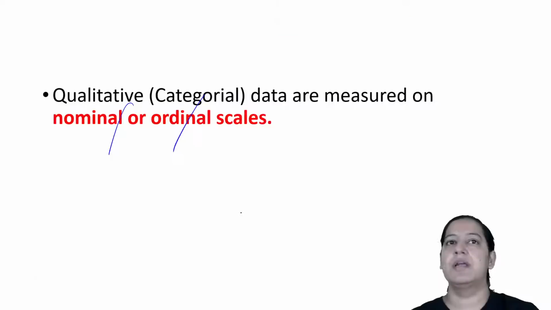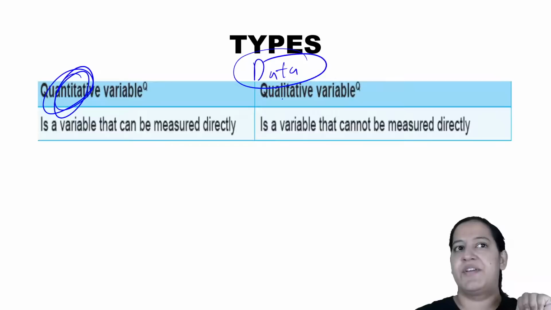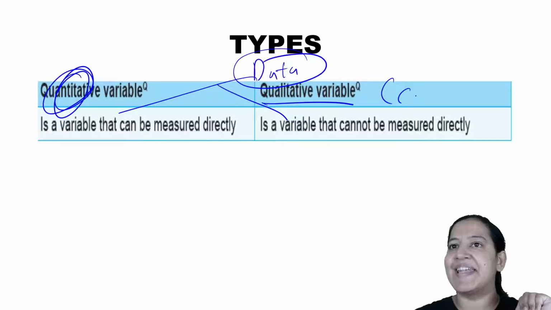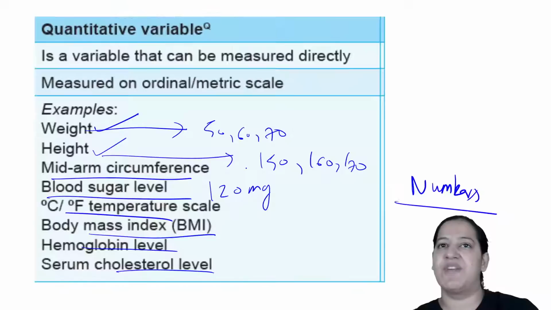So there are three types of classification for data. This is the first classification, qualitative and quantitative. Qualitative is known as categorical and quantitative is known as numerical. So that was the first classification. This is the second classification: data can be discrete or continuous.